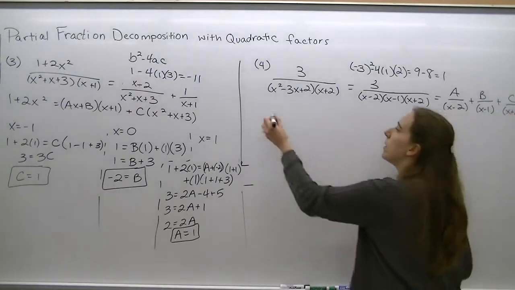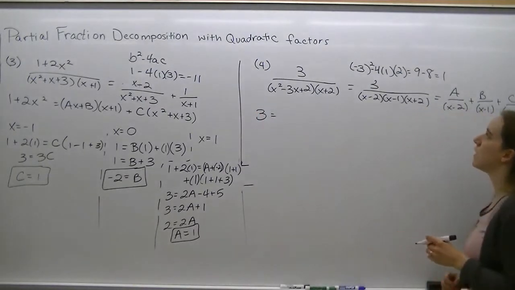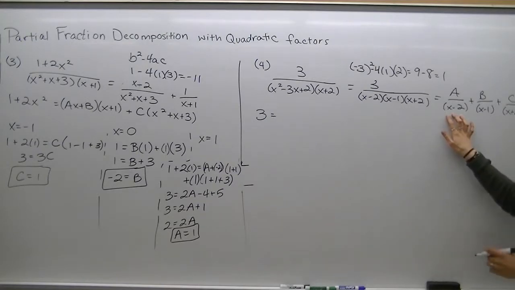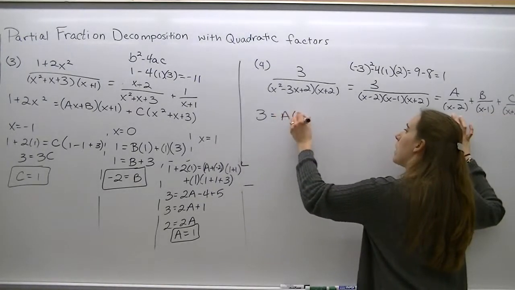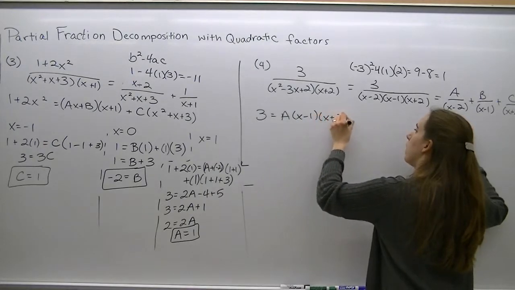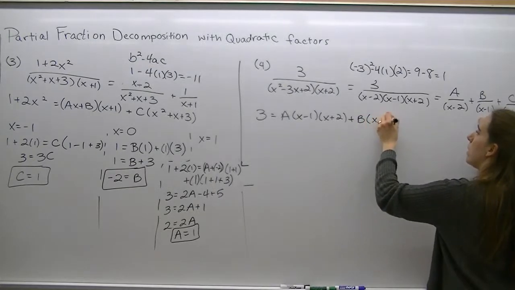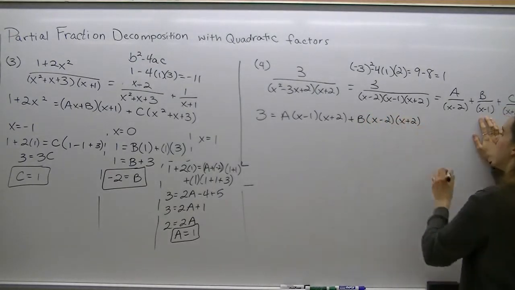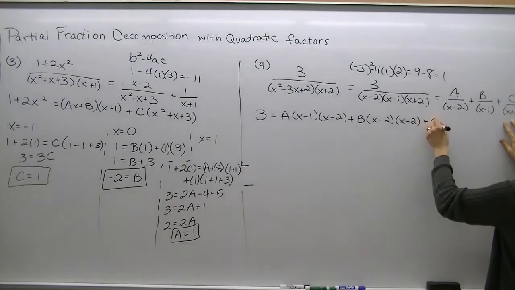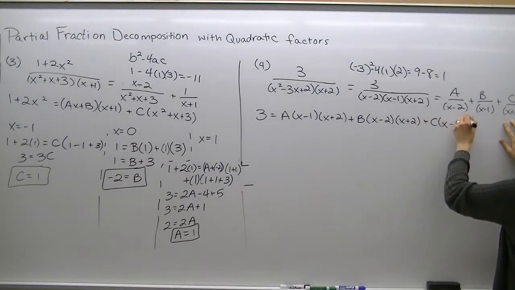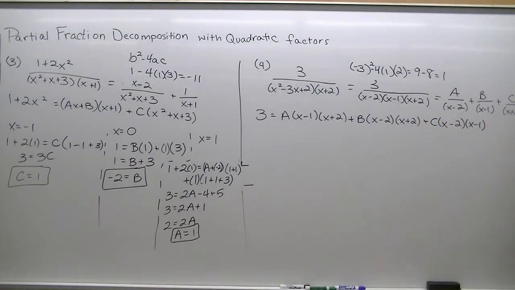So this term, I'll just get the 3 since the denominator will cancel. Here, I'll just get a times x minus 1 times x plus 2. Here, I'll get b times x minus 2 times x plus 2. Here, I'll get c times x minus 2 times x minus 1. So there's our polynomial. Now, we're back to the situation where we have 3 specific x's that will be helpful to us, that are all going to make terms go away.